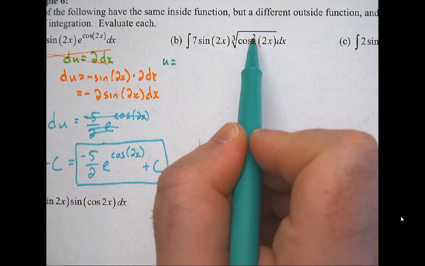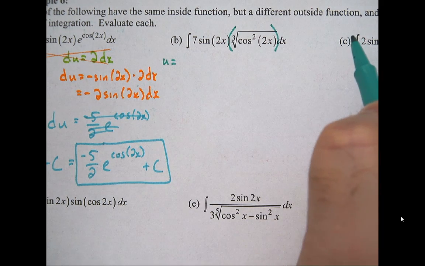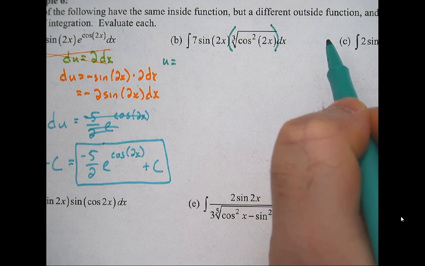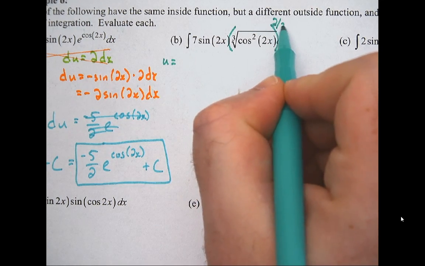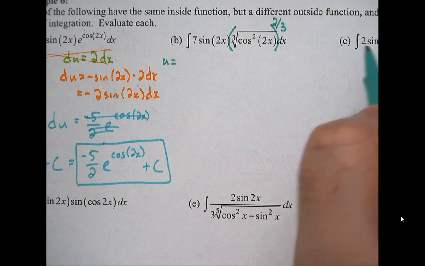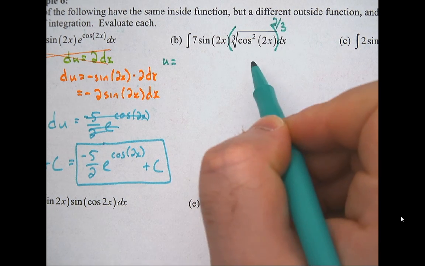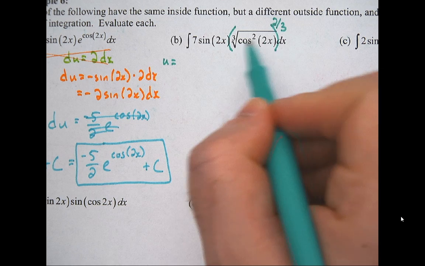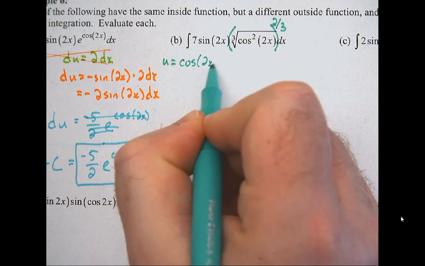Now this squared, I can merge that. How can I rewrite the cube root of cosine squared of 2x? Well, I can rewrite this as to the 2/3, and I'm going to use that as my actual integrand. This is going to become my u to the 2/3. So the thing that's getting raised to the 2/3 is cosine of 2x.